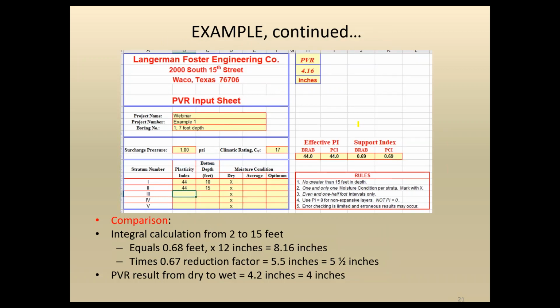So here we're checking that again by the PVR method, and we had about 8 inches or so with the 2 to 15 feet, and then times the reduction factor gives us about 5.5 inches, and the PVR result from dry to wet 4.2 inches, or about 4 inches. So these are pretty close values.